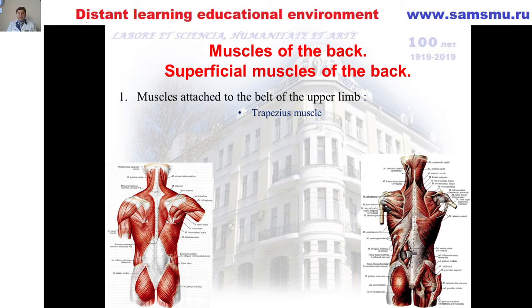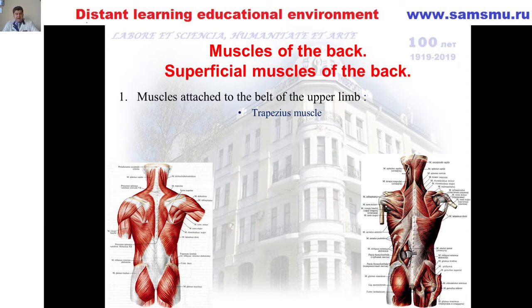The upper fibers of the muscle are inserted into the acromial end of the clavicle. The middle fibers pass horizontally to the acromion, and the lower fibers extend laterally to the spine of the scapula. In the region of the spinous process of the seventh cervical and the first two thoracic vertebrae, both trapezius muscles form a wide diamond-shaped tendinous area.